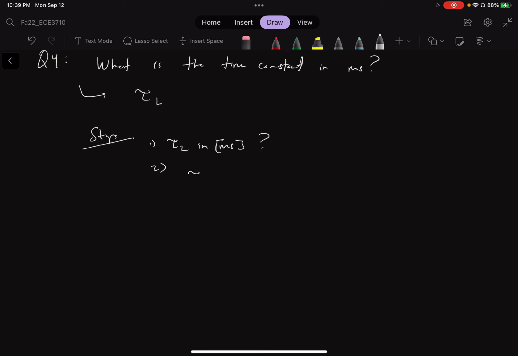How do we do that? Tau L is equal to L over R Thevenin, found in question number 1. Okay, and that was explained in question number 1. If you don't remember, go back early in the video. But if you do your math right, tau L should be equal to between 0.116 and 0.12 milliseconds.